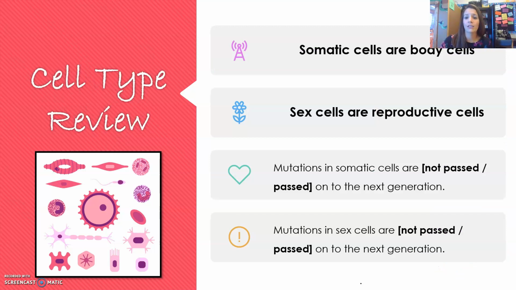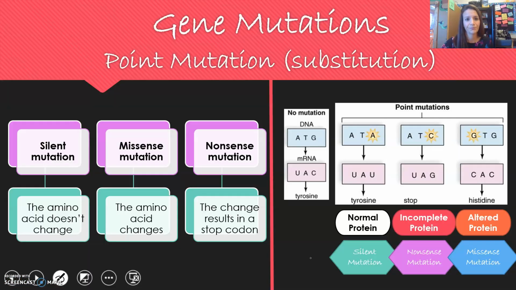So when we review our cell types, somatic cells are body cells, and sex cells are reproductive cells. It's important to note that if there's a mutation in your body cell, it is not passed down. That's like saying if you have a scar on your body, your child is born with that scar, and that doesn't happen. Whereas mutations in sex cells are passed down. If there's something wrong with the sperm or the egg cell, the resulting baby is going to have that mutation.